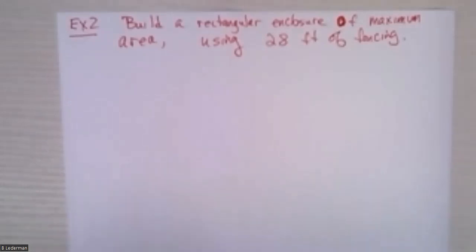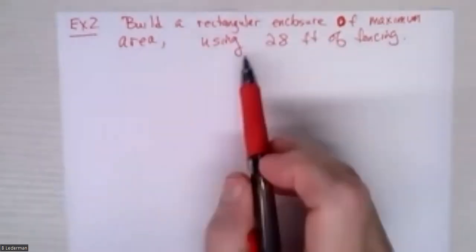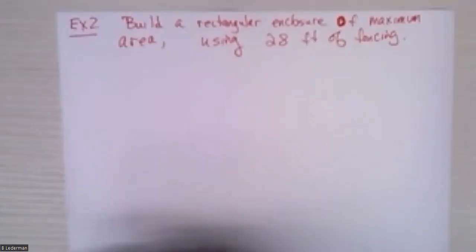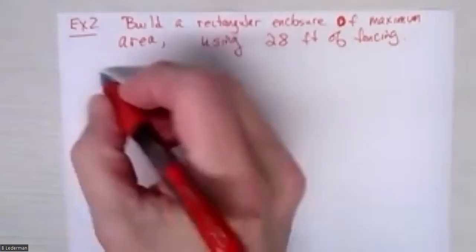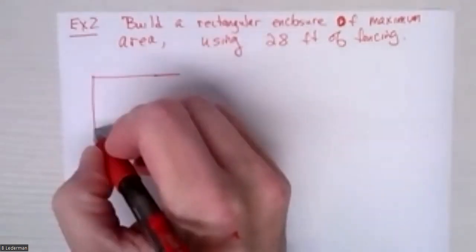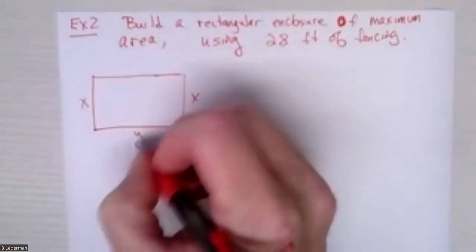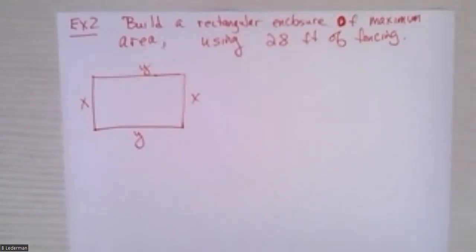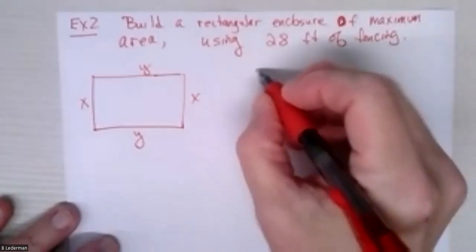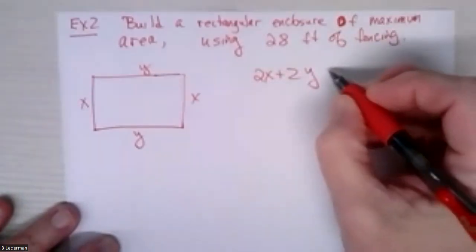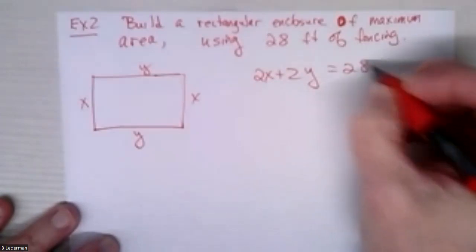let's see what we got here. So I'm building a rectangular enclosure of maximum area using 28 feet of fencing. So my fencing is going to be in a rectangle. That's going to be x. I have x and I have y. And I know that the perimeter, 2x plus 2y, has to equal 28. And that's my constraint.